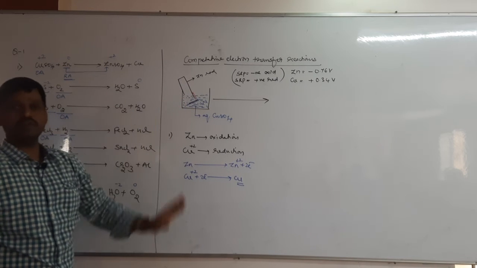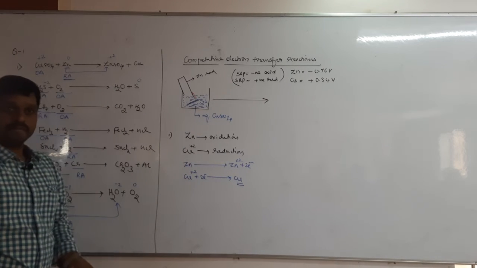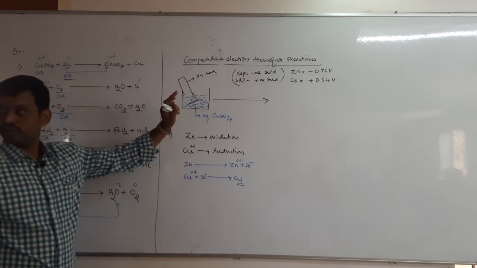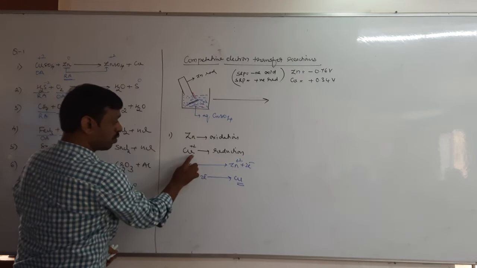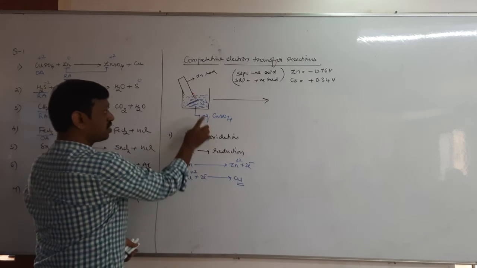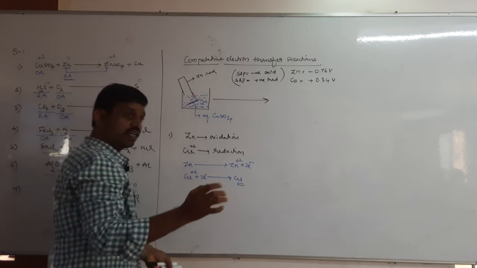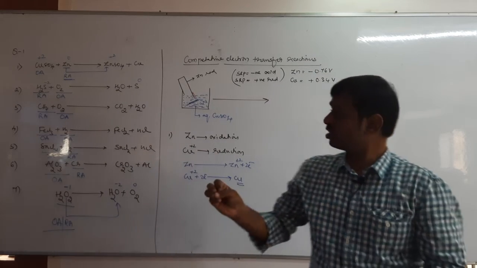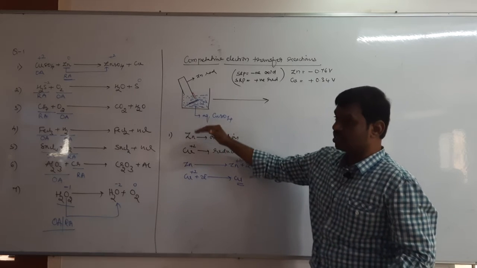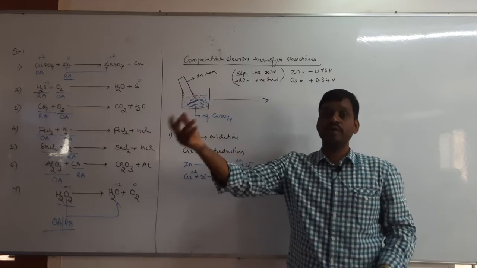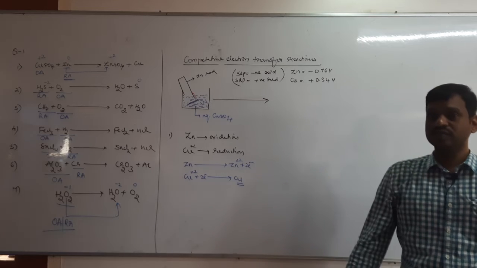Then what are the observations? When this process takes place, zinc undergoes oxidation and Cu2+ undergoes reduction, and Cu2+ is converted into Cu. The concentration of Cu2+ decreases. When the concentration of Cu2+ decreases, the blue color intensity slowly decreases, and at a particular stage the blue color disappears completely. The blue color becomes colorless.